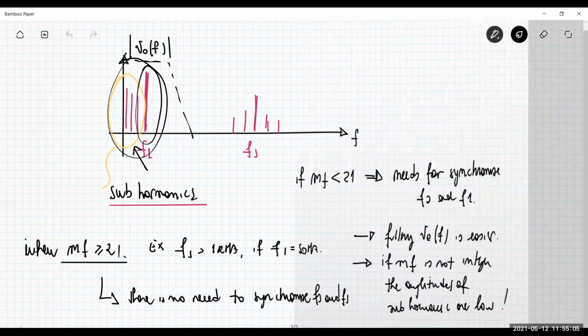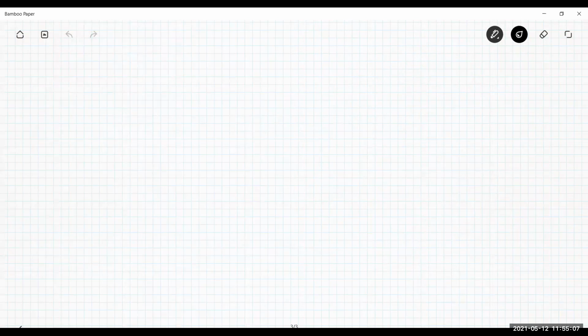Let me just discuss a little bit something that we already discussed previously about the DC-DC bidirectional converter, and this is the ripple in the inverter output.